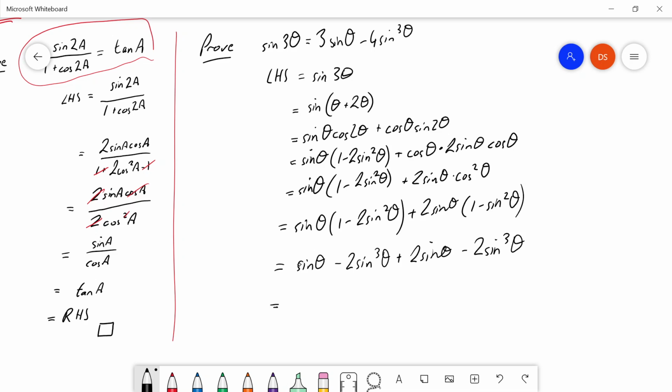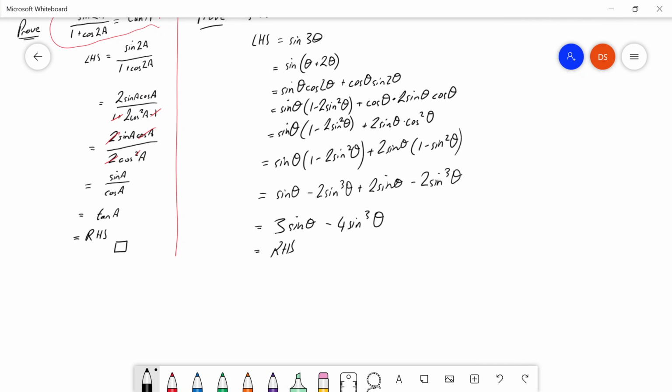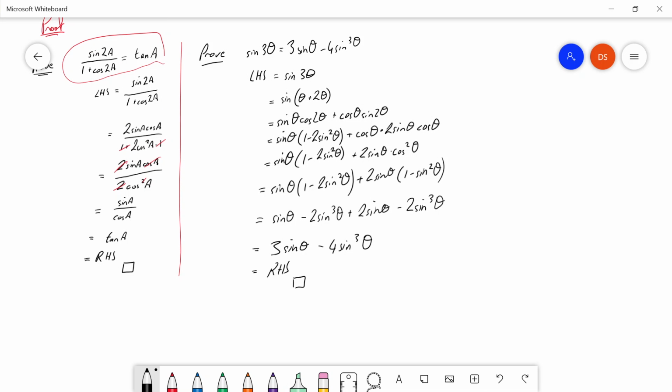If we simplify, we've got sine theta plus 2 sine theta, so that's 3 sine theta. And then we've got minus 2 sine cubed theta minus another 2 sine cubed theta. So that's minus 4 sine cubed theta, which is the right-hand side. So I'll write RHS box to indicate that we have completed the proof. Okay? That is how trig proofs are done. What you do is you start with one side and you manipulate it until it looks like your other side. You get really, really good at this as you practice more. What I'd like you to do is practice this over the next couple of days. Thank you.